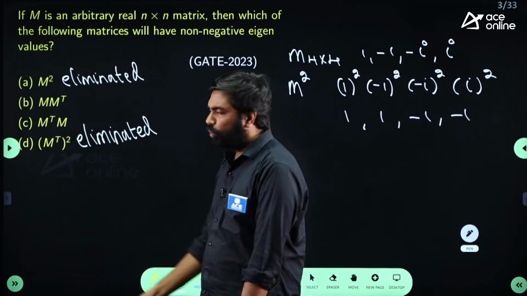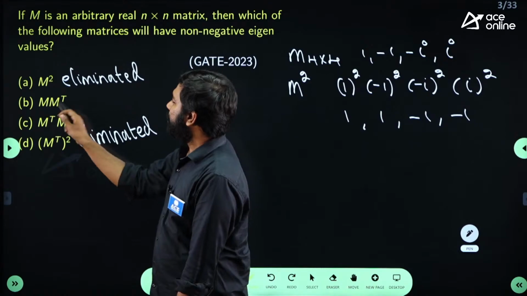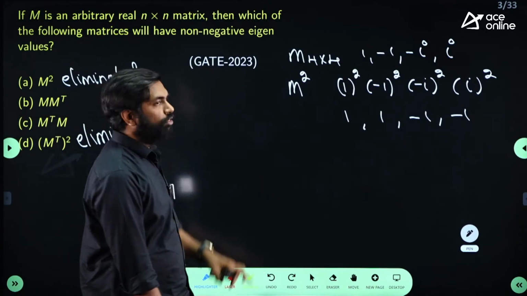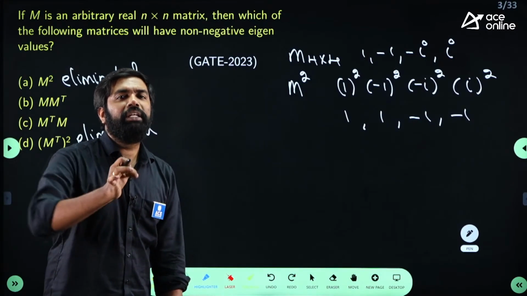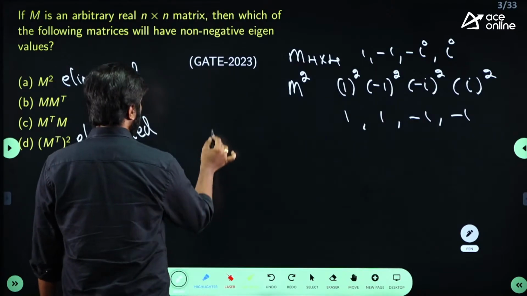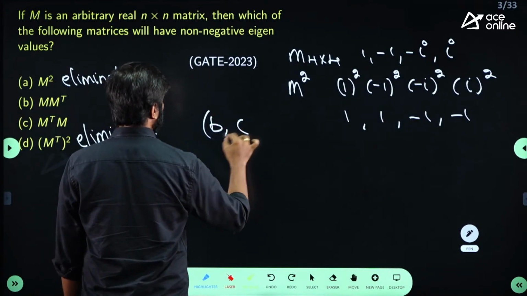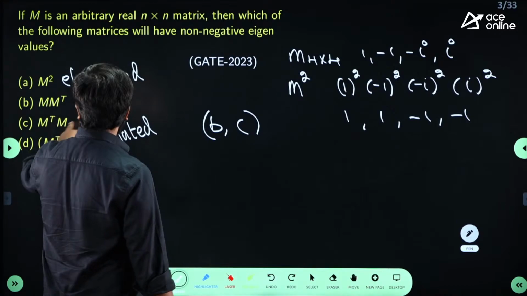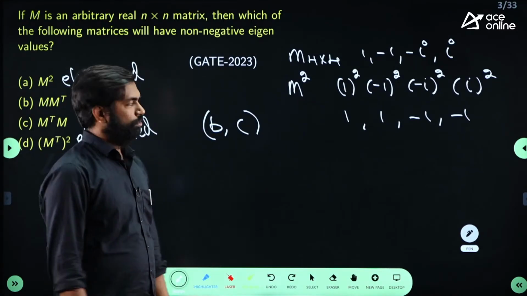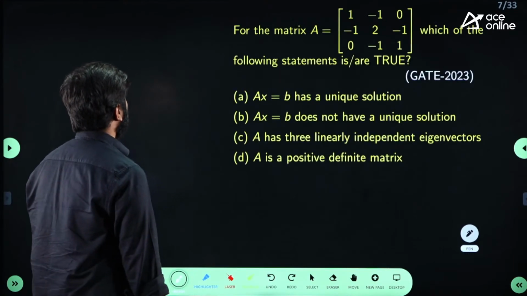In the same way, you can prove it for M into M transpose. That means in the recent GATE 2023, there was a multiple select question. Okay. So the answers for this question are B and C. M into M transpose and M transpose M both have non-negative eigenvalues. Let's go to the next question.